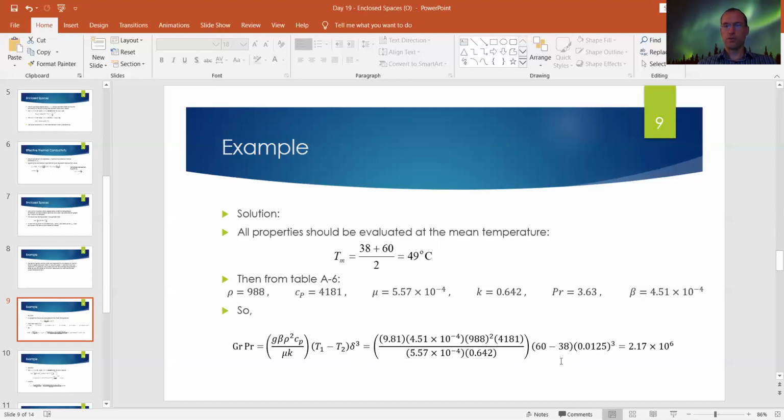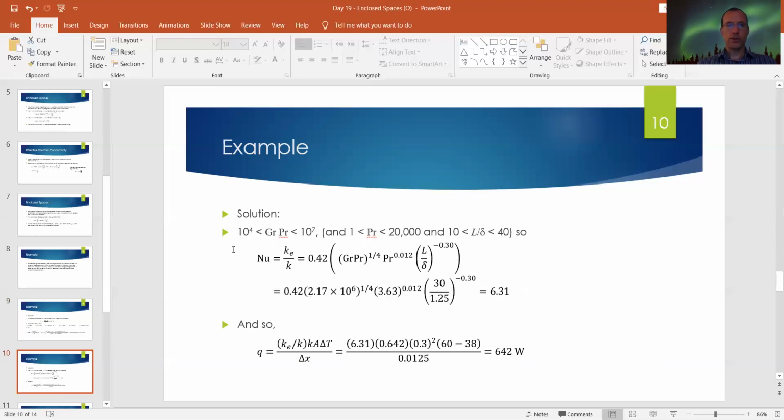And the space between my two sheets, 0.0125 meters. Cube that, and that gives me a Rayleigh number of 2.17 times 10 to the 6th power. That is between 10 to the 4th and 10 to the 7th. So because of that, I can use this equation here: Nusselt number equals 0.42 (GrPr) to the 1/4, Pr to the 0.012, (L over delta) to the negative 0.3. These other conditions are satisfied as well.